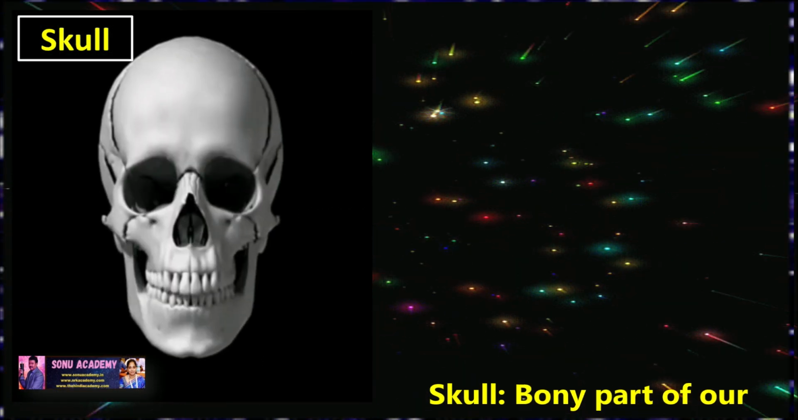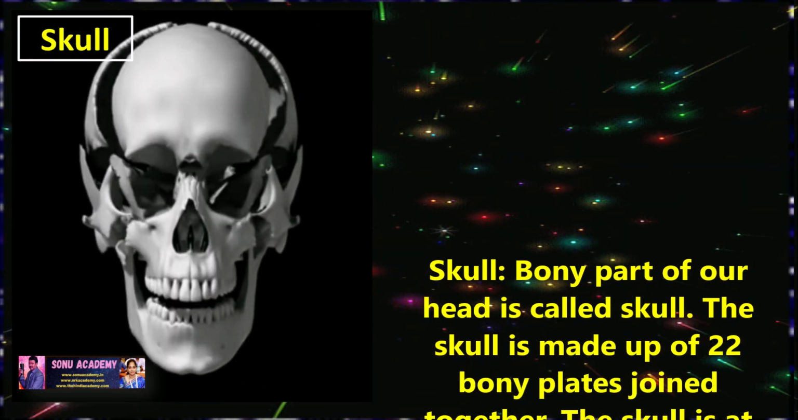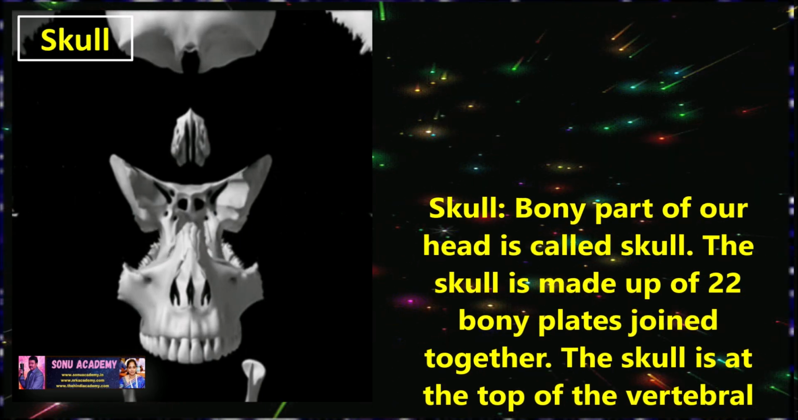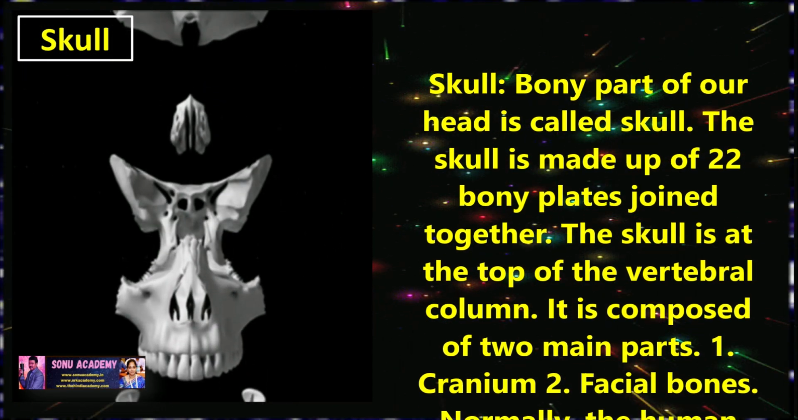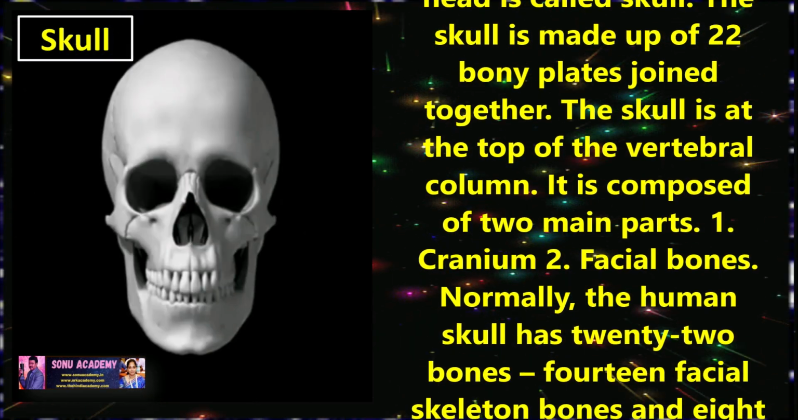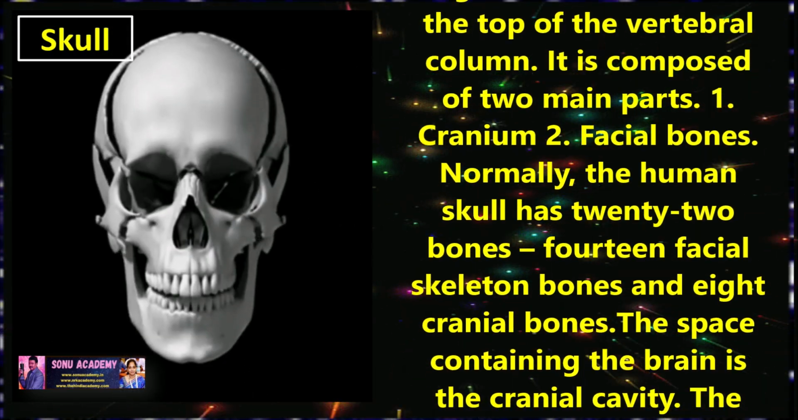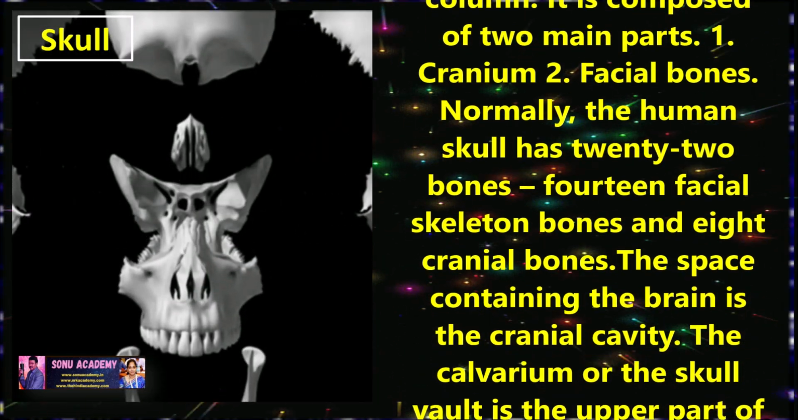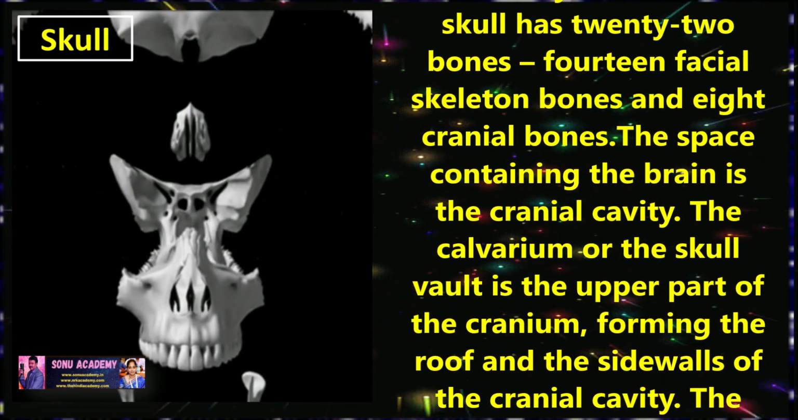Children, let us discuss the skull in detail. The bony part of our head is called the skull. The skull is made up of 22 bony plates joined together. The skull is at the top of the vertebral column. It is composed of two main parts. One is the cranium, the second is the facial bones. Normally, the human skull has 22 bones, 14 facial skeletal bones and 8 cranial bones.